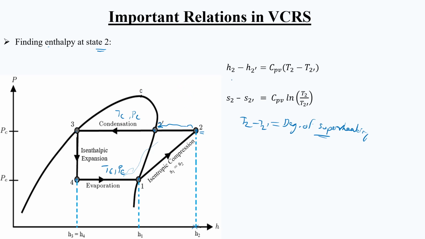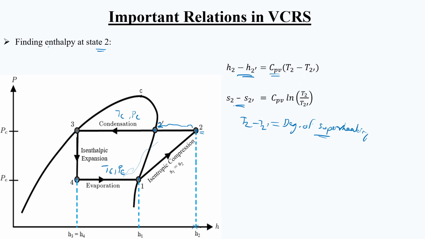For that, we'll be using two relations based upon the enthalpy difference and entropy difference, that is the enthalpy between the points 2 and 2 dash. 2 dash is the point joined between the condensation from superheated vapor to saturated liquid, where in between it cuts our saturated vapor line or curve. From that we mark this 2 dash, and this enthalpy difference is given by the specific heat of the refrigerant vapor into the temperature at 2 minus temperature at 2 dash.